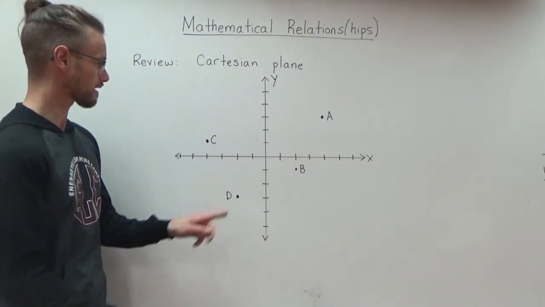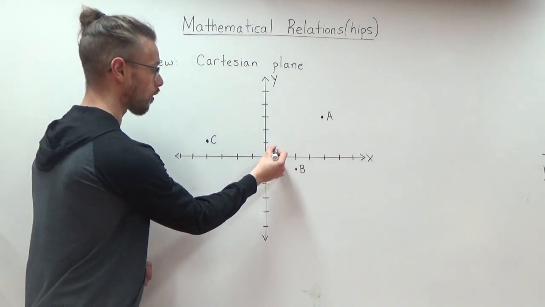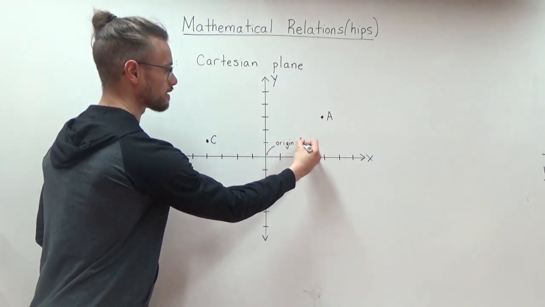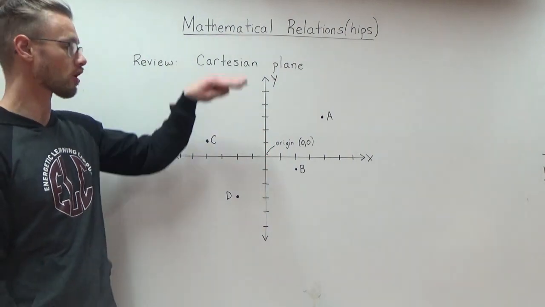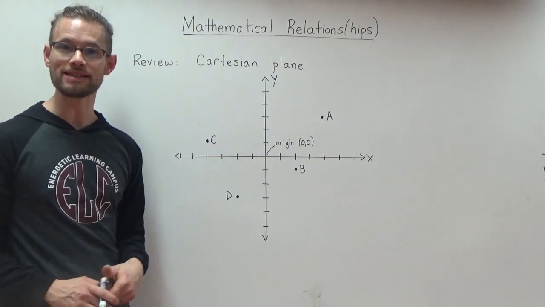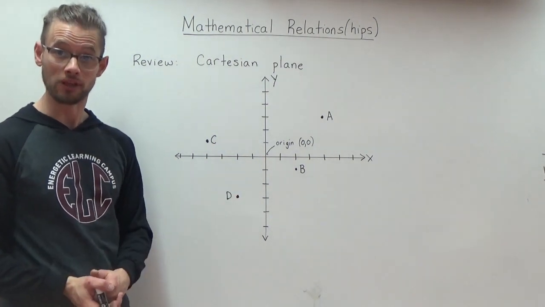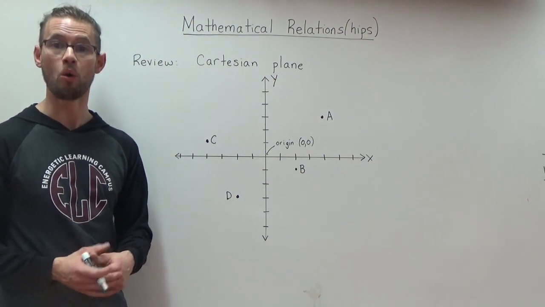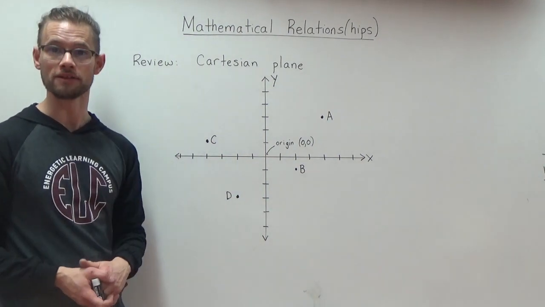And a couple other things, the point where those two axes cross is often called the origin, okay? And that is the point 0, 0, because you're not going left or right at all, you're not going up or down at all. These 4 points, A, B, C, and D, I've labeled. And at this point, if you'd like, you can pause the video and try to identify what those ordered pairs would be on the grid.